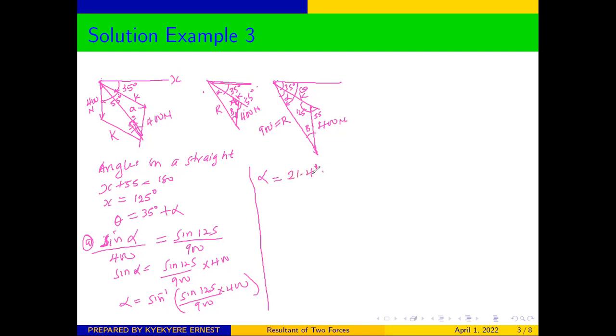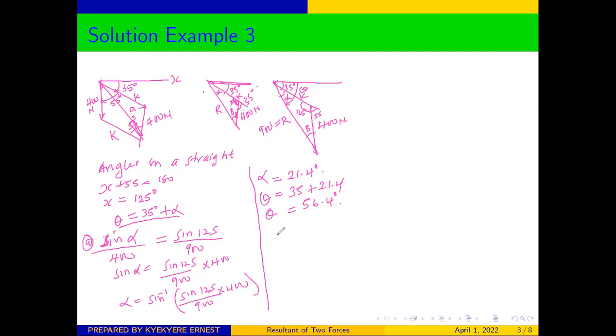From here, we can easily get our alpha, which will be equal to 21.4 degrees. But don't forget that we have stated that our theta, which is the angle the resultant makes with the positive x-axis, is alpha plus 35. So it means that our theta will be equal to 35 plus 21.4. And then our theta will be equal to 56.4 degrees.